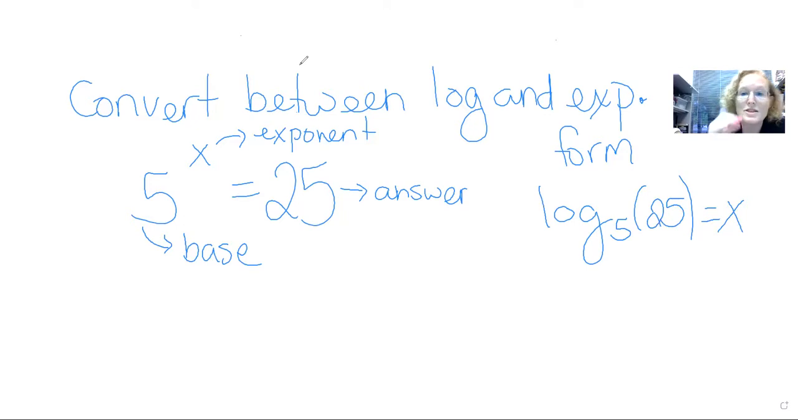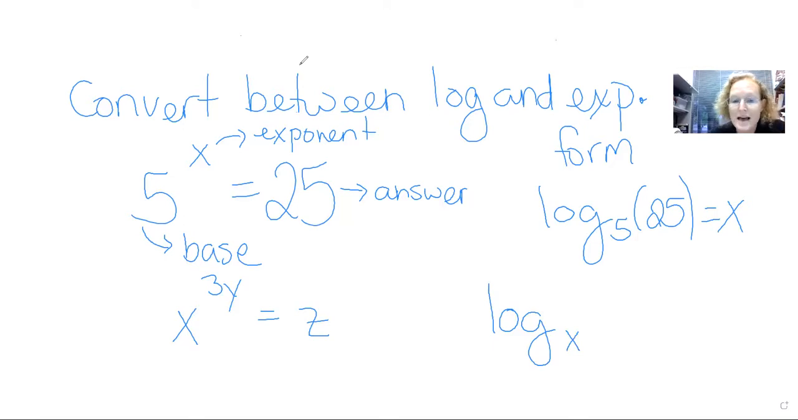So let me give you one more just to kind of show you, and then we're going to go backwards. So if I had something that looked like x to the 3y power equals z, we know that that is an exponential equation because it has an exponent. So if we want to make that a log equation, we would start with the log. We check whatever the base is in that equation, and that's the base here. So it would be log base x. And then we take our exponent and our answer and we just flip them. So it'd be the log base x of z, and then it equals whatever my exponent is. In this case, that would be 3y.